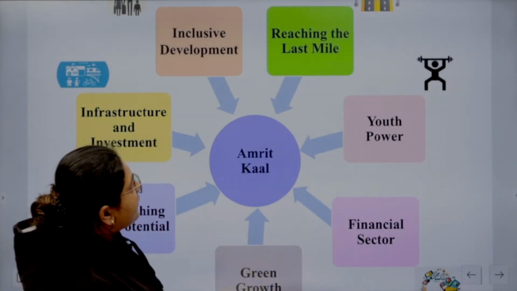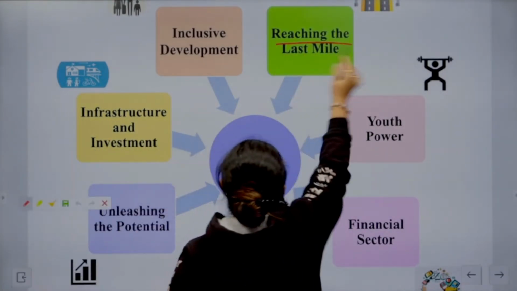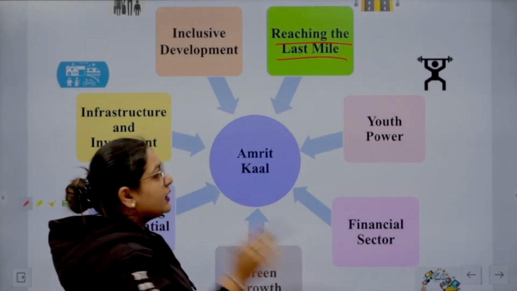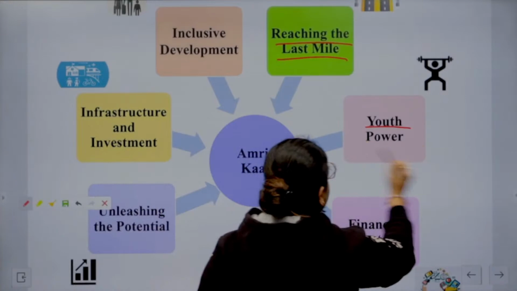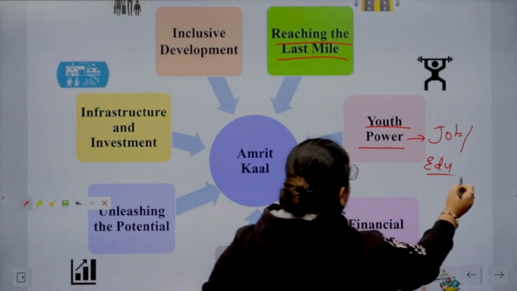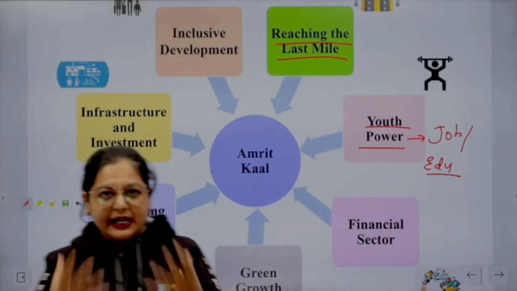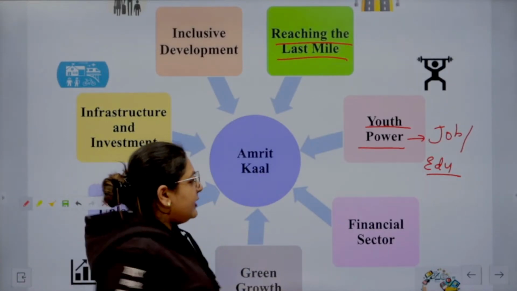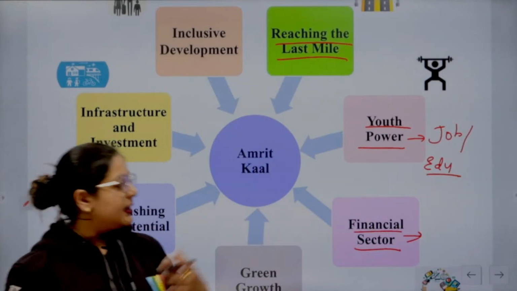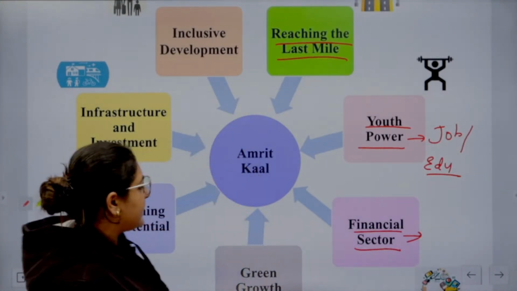So the first one we have is reaching the last mile. Again, reaching the last mile, that is putting focus on all the industries, on the allocation and on the fiscal deficit. Youth power, like I had mentioned, the job opportunities, the education is important to empower the youth even in terms of creating self-employment as well.